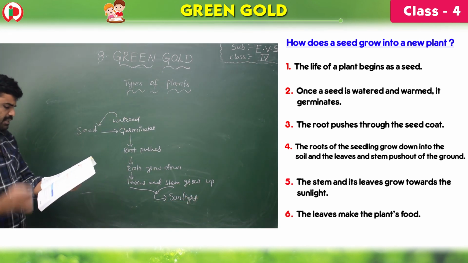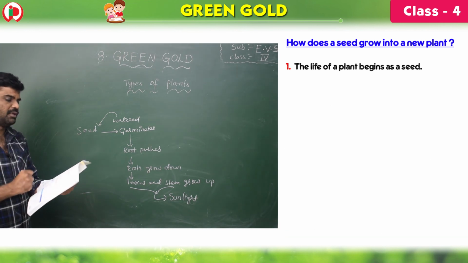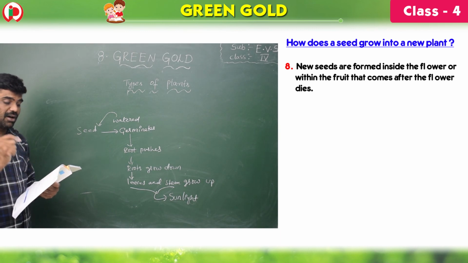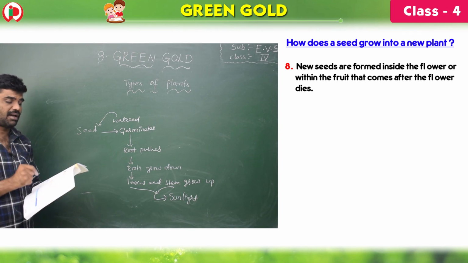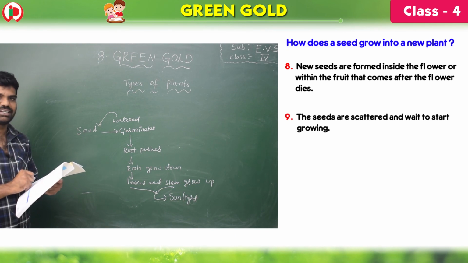The leaves make the plant's food. The flowers form and bloom. New seeds are formed. Where are the seeds formed? Inside the flower or within the fruit that comes after the flower dies. The seeds are scattered and wait to start growing.